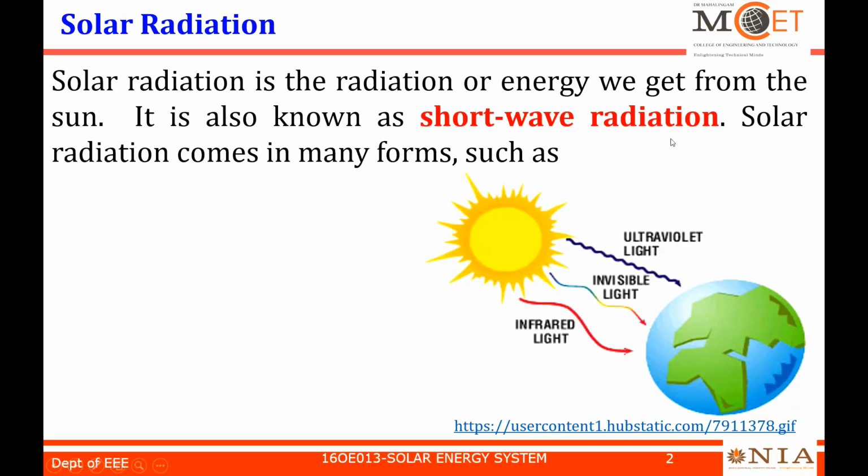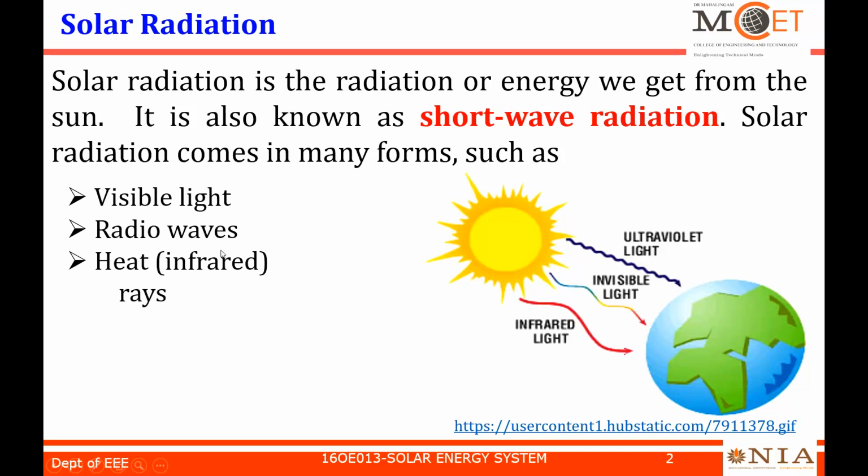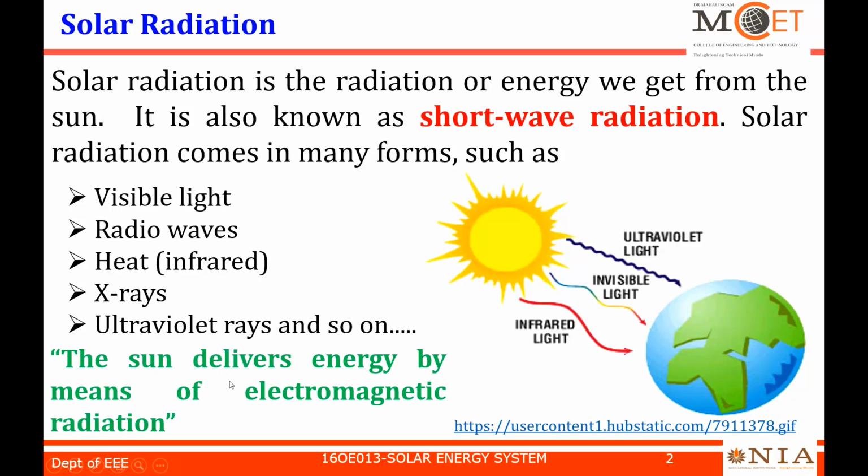It is also known as shortwave radiation. Solar radiation comes in many forms such as visible light, radio waves, heat, X-rays, ultraviolet radiation, and so on. There are many forms of radiation coming from the sun, but not all of these radiations can be used for the generation of electricity. Visible light alone can be used for the generation of electricity. The sun delivers energy by means of electromagnetic radiation, so solar radiation is also known as electromagnetic radiation.